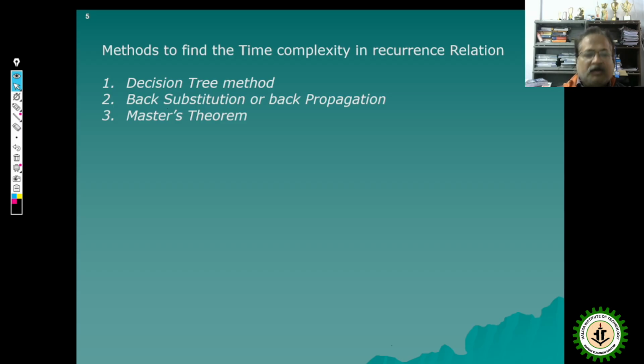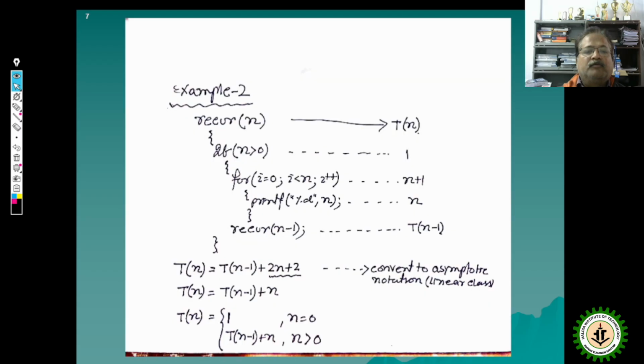So the first one we call it as a decision tree. How do we move on to the decision tree? Suppose I take an example. This is a beautiful example, and we can work on that. I have written one function, that is recurrence n. That means if I say it is 100, recurrence n 100, that means we move on. Now if n is greater than 0, we introduce one for loop within this. So for i is equal to 0, i is less than n, i plus plus.